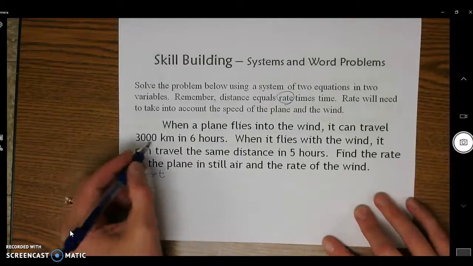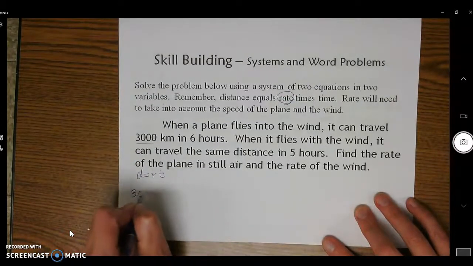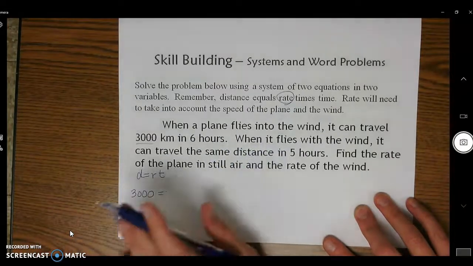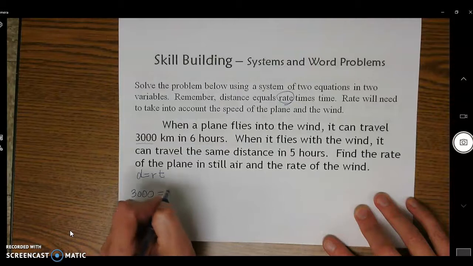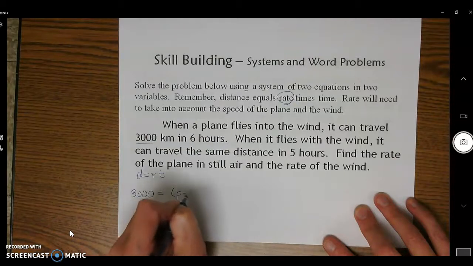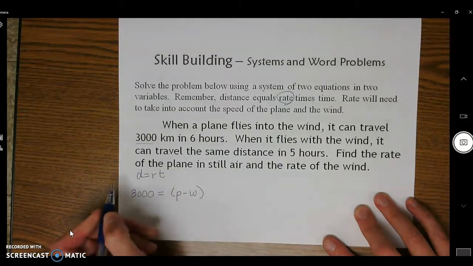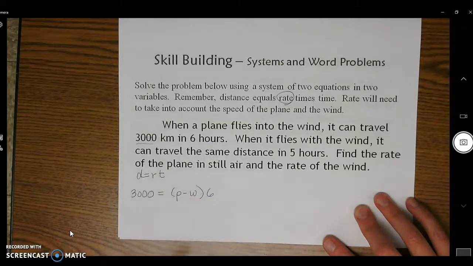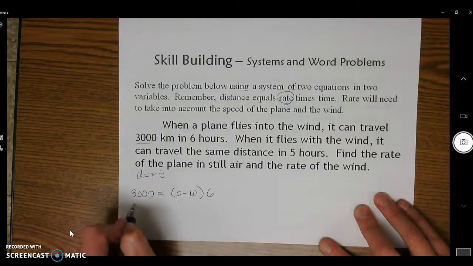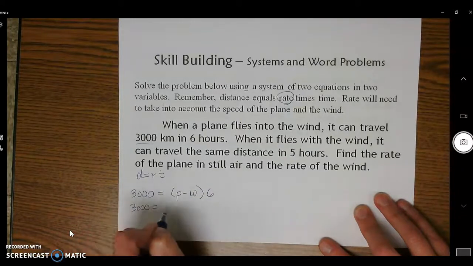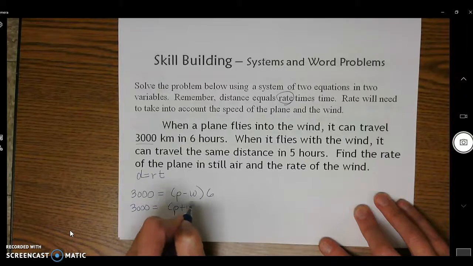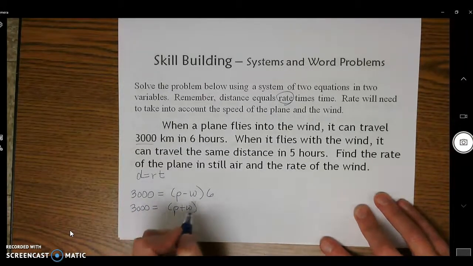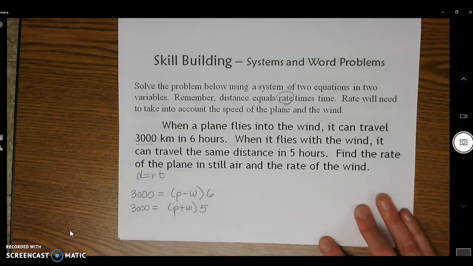So let's start with distance. That's my 3,000 equals. When it flies into the wind, that means the wind is against it. So it'll be the rate of the plane minus the rate of the wind. That's my rate, and then it can travel 6 hours. The other time, it's still 3,000, but it's with the wind, so the wind makes it go faster. It's pushing it. I don't know if you've ever felt that in a car. And then here's 5 hours, so it goes faster.